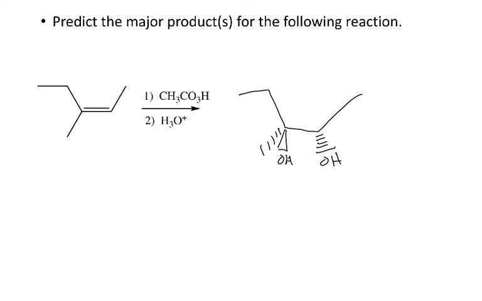All right, now this compound has two chiral centers. It's not meso, so we'll get this compound and its enantiomer. So we'll also get the product where this OH is on the wedge. In this case, the methyl's on the wedge. And that OH goes on the dash.